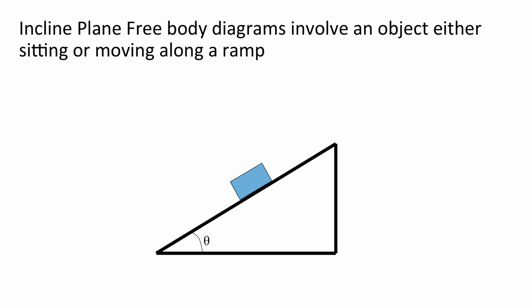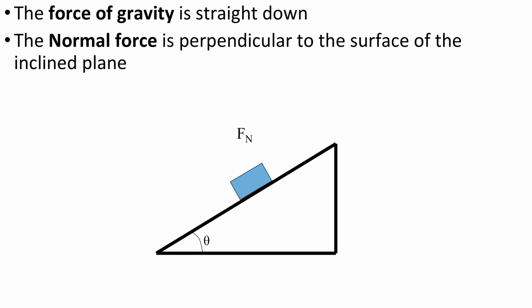Hey everyone, this is just a rundown of the incline plane free body diagram. Note there aren't any examples in this video, so look for a separate video with one of those if that's what you need. An incline plane free body diagram is going to start off looking like this. You're either going to have an object that's sitting on it or moving along the ramp, and if it's moving, it could be moving with a constant velocity or moving with acceleration.